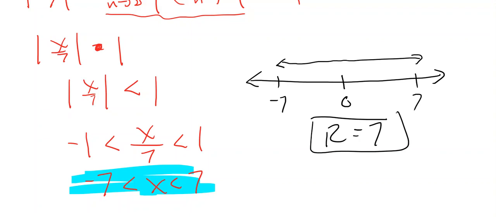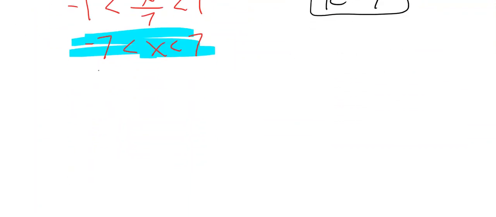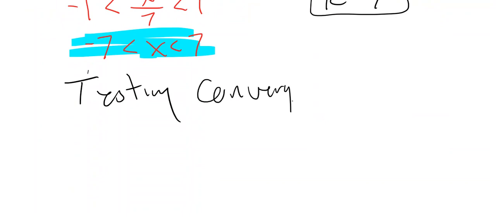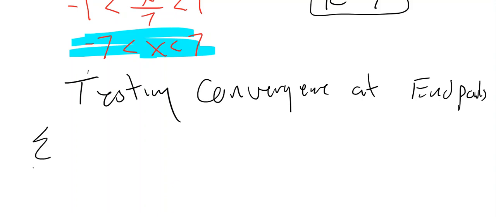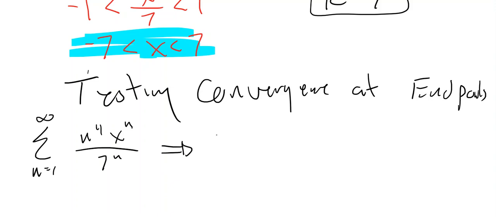So now what we need to do is determine whether this converges or diverges at the endpoints. And to do that, we are going to do what's called testing convergence at endpoints. And to do that, we go back to our original series, which was n to the fourth x to the n over 7 to the n. And we are going to substitute in, first of all, x equals negative 7.